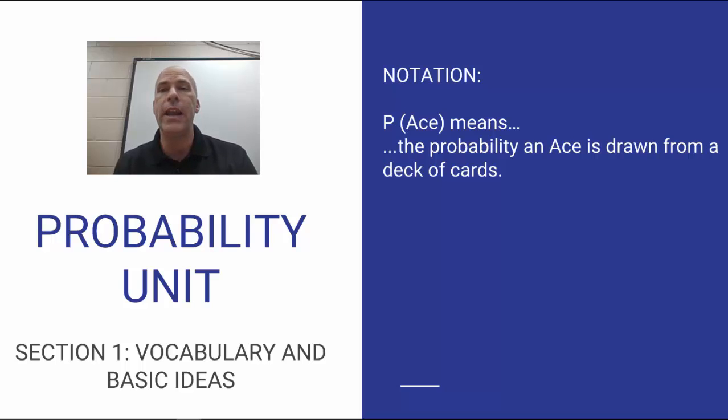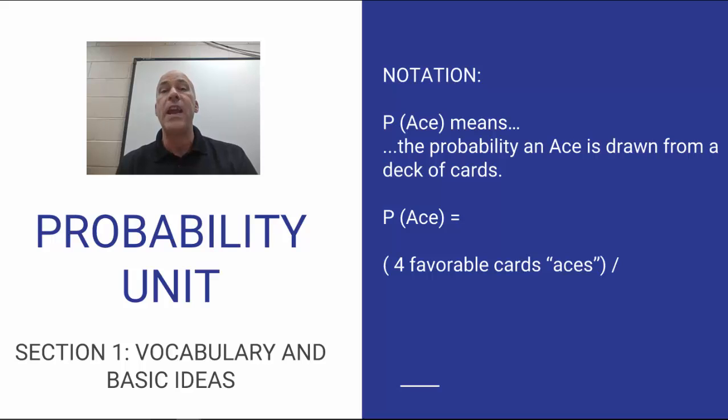What is the probability of drawing an ace? Let's go back to our definition here. There are 4 favorable cards here. There are 4 aces in the deck of cards. The number of total cards is 52 cards, so 4 out of 52, which reduces nicely to 1/13.